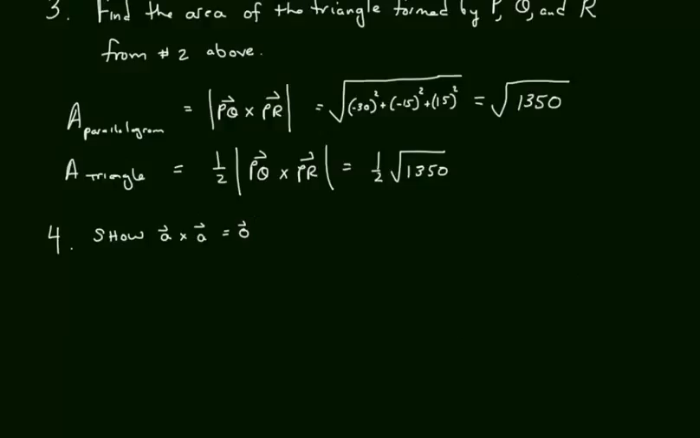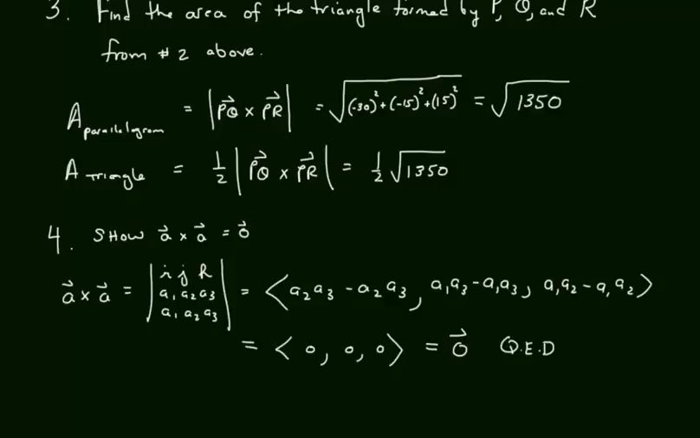In example 4, it's more of a proof. You want to show that a vector cross itself is always equal to the 0 vector. Now, of course, you can say that A is parallel to A, and so it's equal to the 0 vector. But see if you can work this out with the actual components. Pressing pause now, and the solution is shown here.